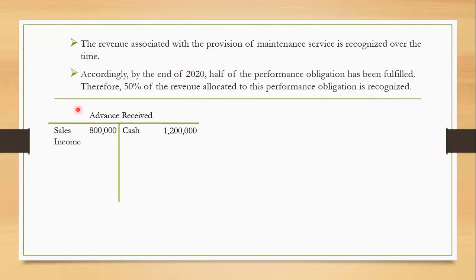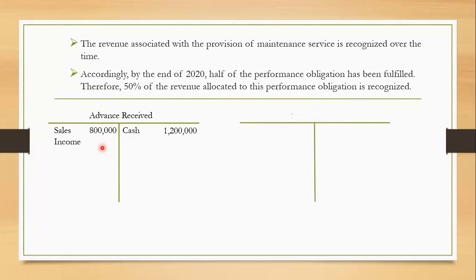Now this is the status of our advance received account. We have received 1.2 million. Out of that, 800,000 has been recognized as sales income. Okay. Now, in addition to that, we can recognize the revenue in respect of the provision of maintenance service up to the point that we have completed.